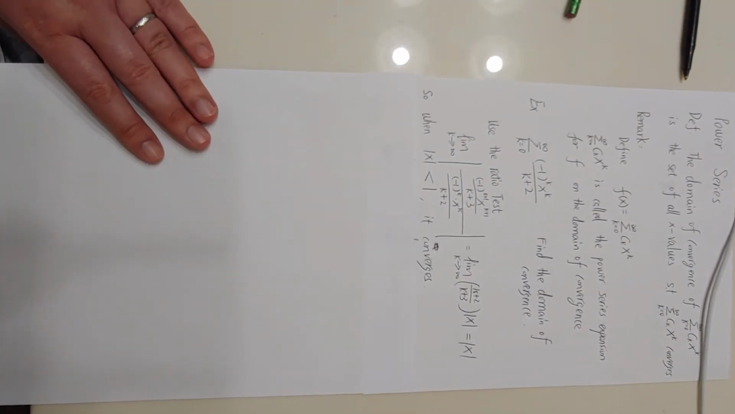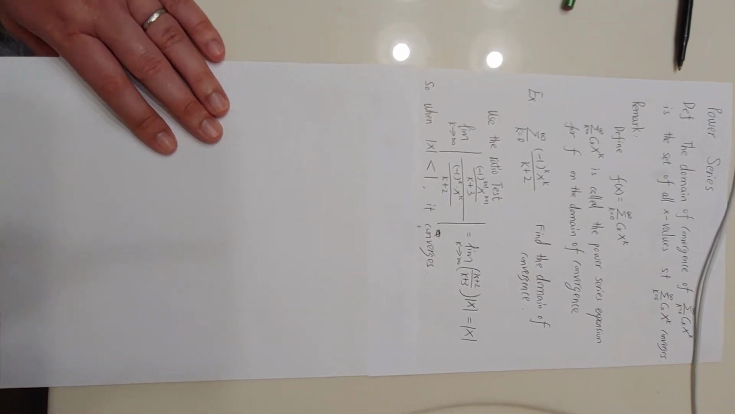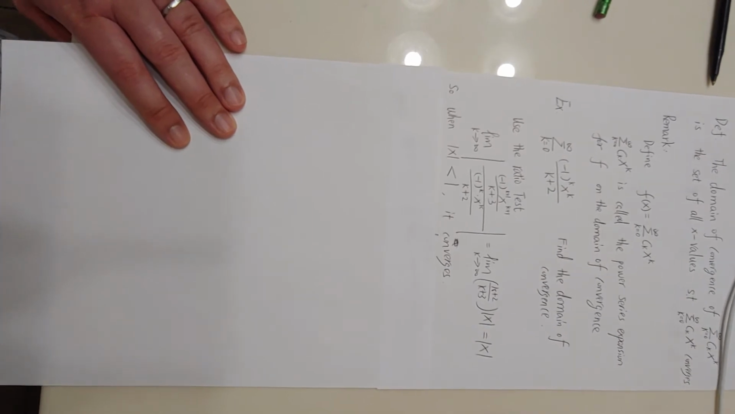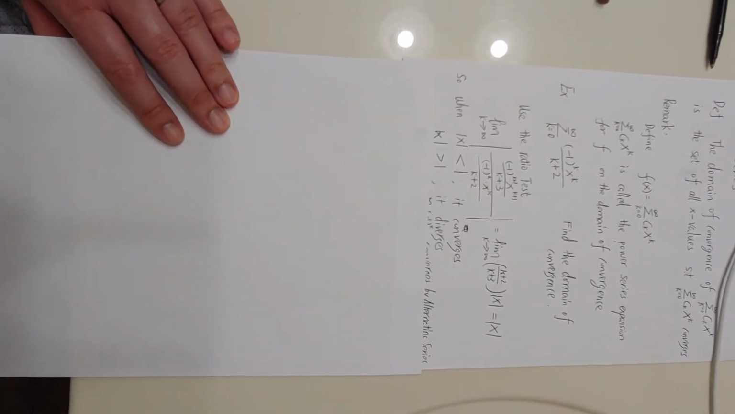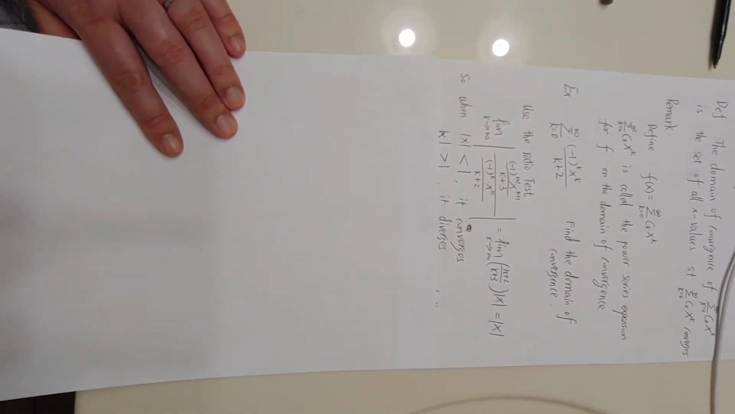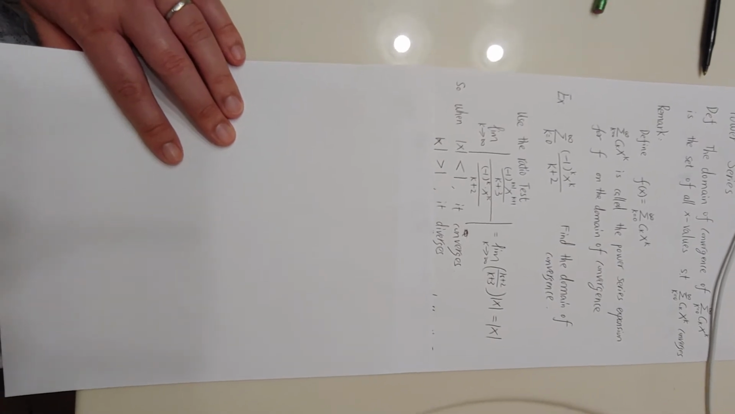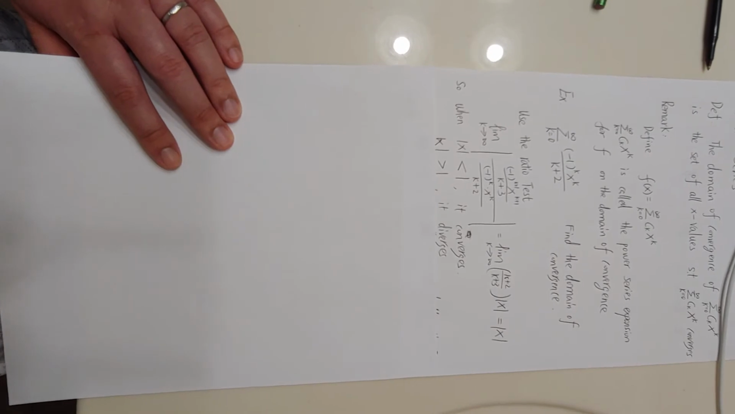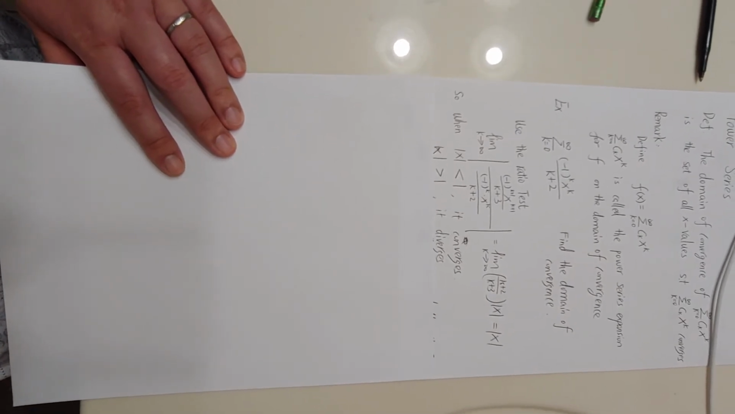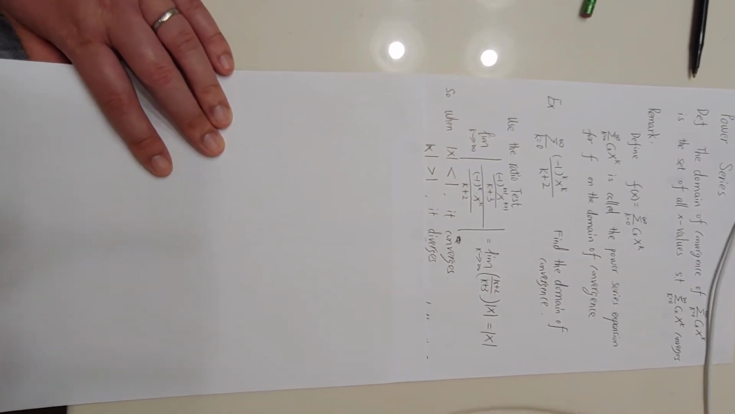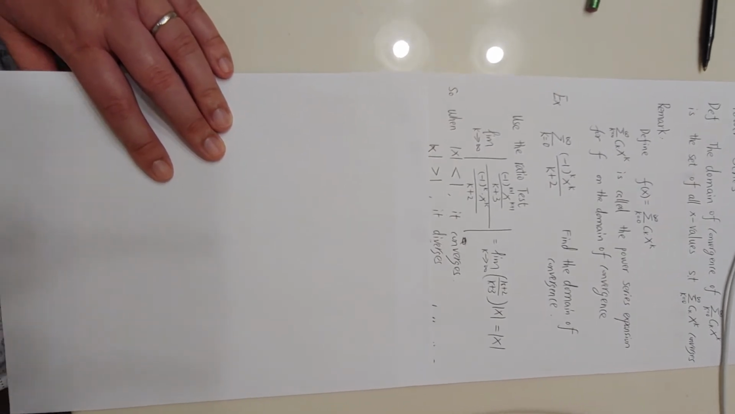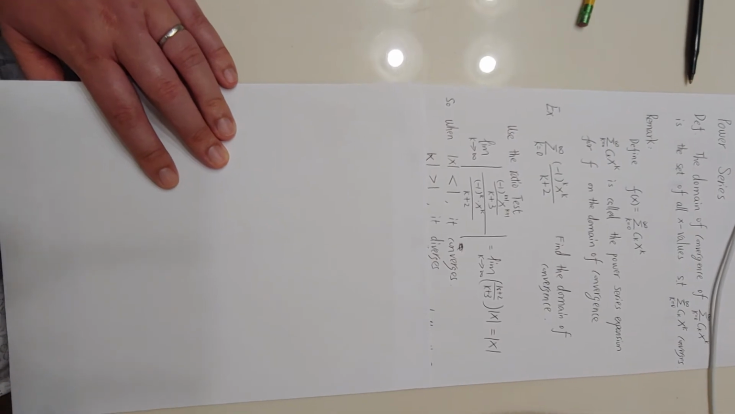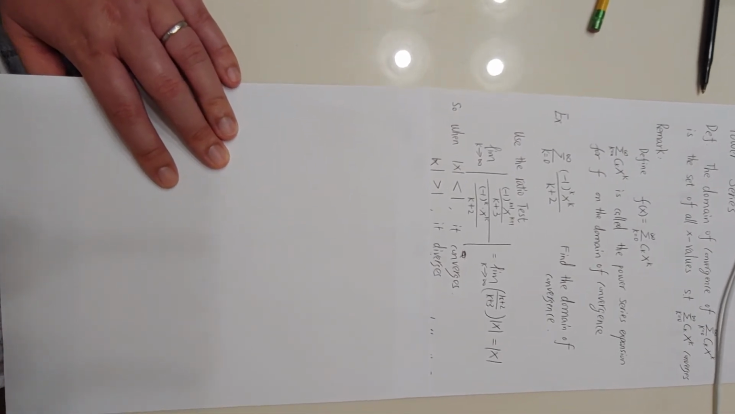Now, based on this calculation, we need to discuss the different cases. The first one: if the absolute value of x is less than 1, the series converges by the ratio test. If the absolute value of x is greater than 1, then this series diverges. Now we need to consider the absolute value of x equals 1. So we have two cases: x equals 1 or x equals -1.